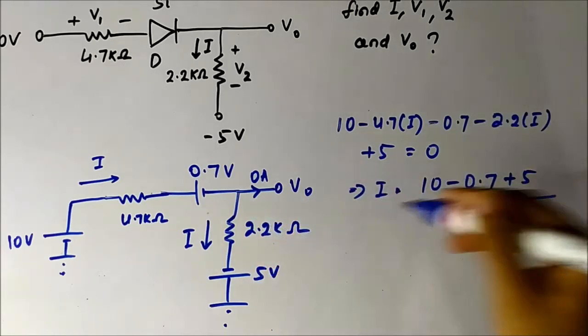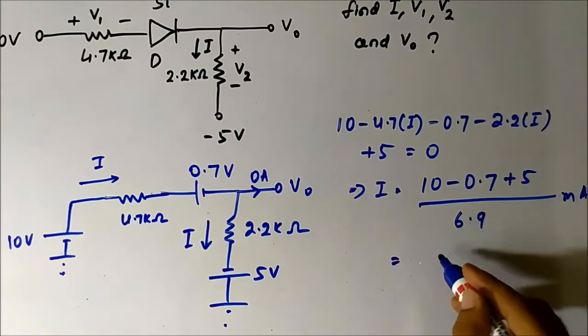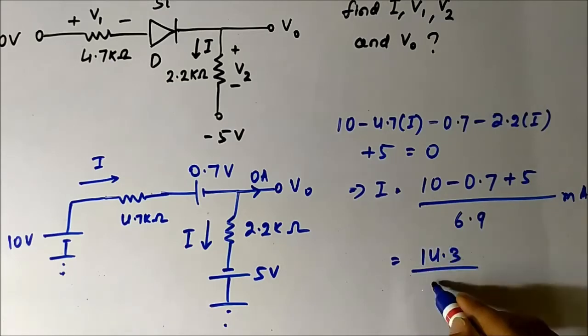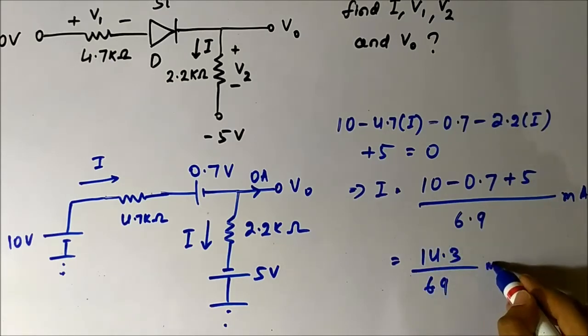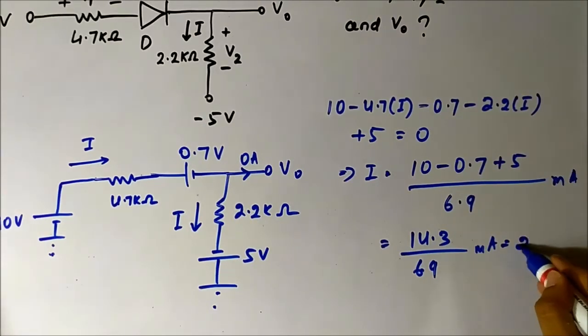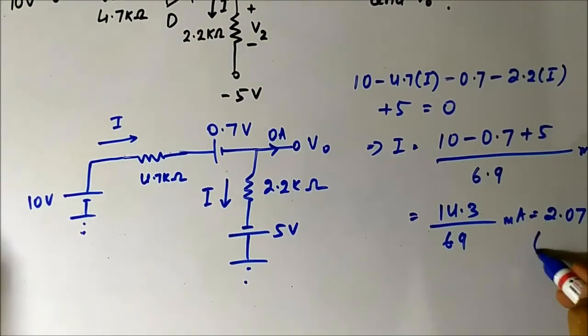So it is in kilo ohm, so that's why it will be milliampere. So it is 15 minus 0.7, 14.3 by 6.9 milliampere. So it will come very close to 2 something, I think. Let me calculate to get the exact value. So it is 2.07 milliampere. Now this 2.07 milliampere, it is positive.